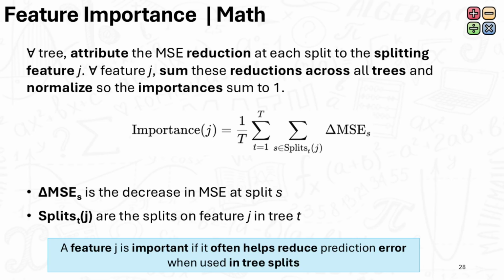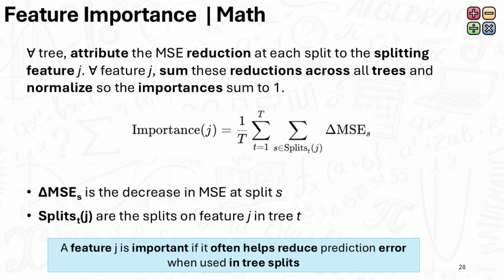The formula on this slide represents a global average of these improvements. Delta of MSE is the specific decrease in error achieved at a single split S. Splits of J refers to all the times feature J was chosen as the splitting variable within a specific tree T. We sum these reductions across all trees in the forest and then normalize the results so that the importance of all features sums to 1.